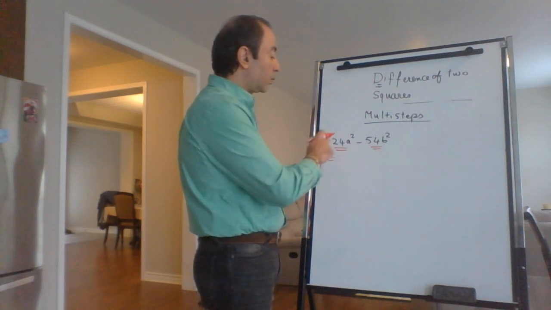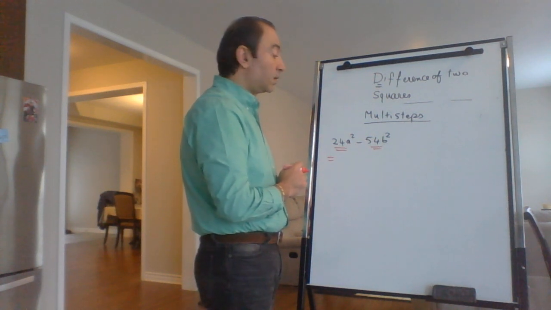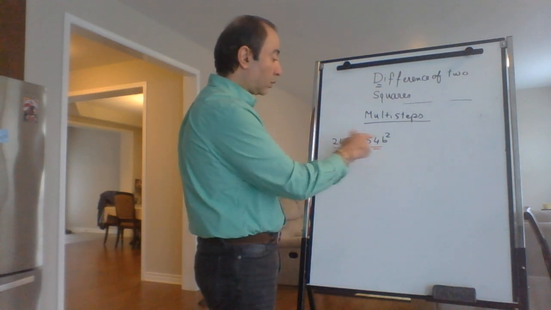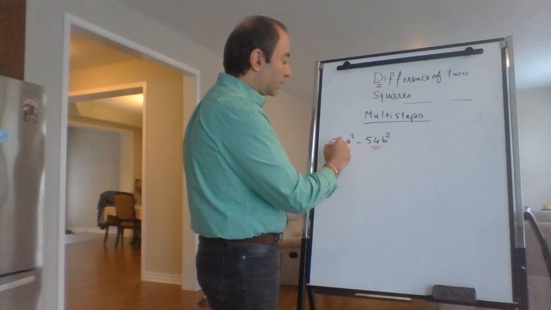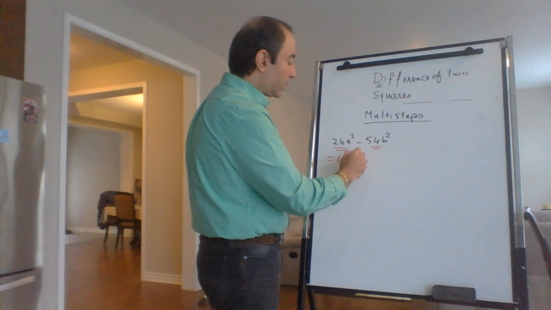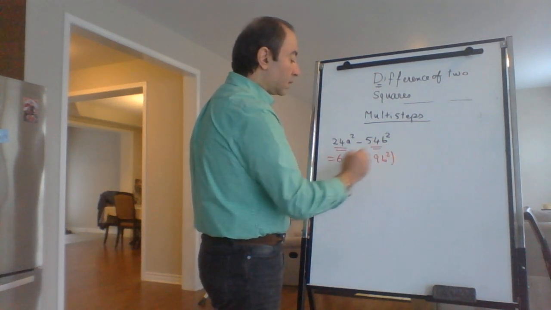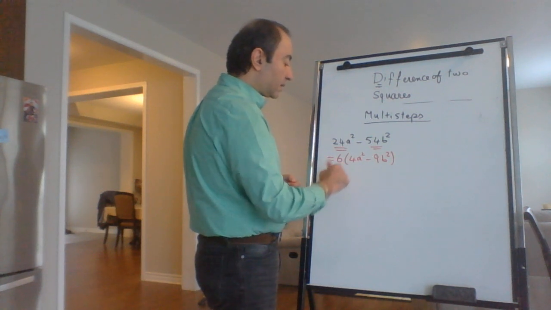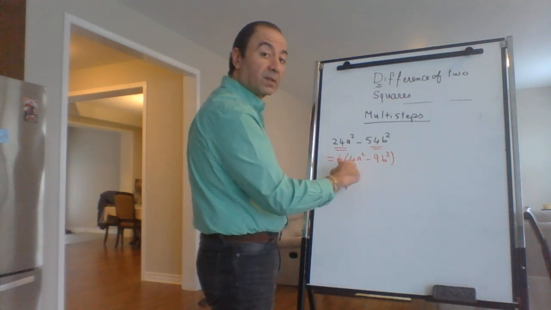I see that both of them can be divided by 6, and 6 is the highest divisor for both. So if I factor 6 out, I divide this by 6 and I'll get 4a squared minus 9b squared. Now 6 stays, and I can factor this because this is a difference of two squares.